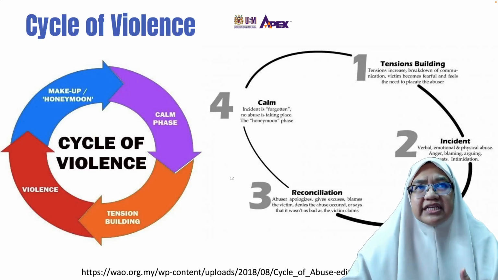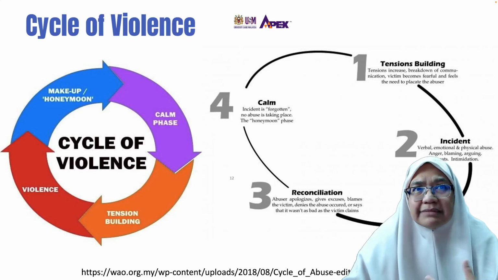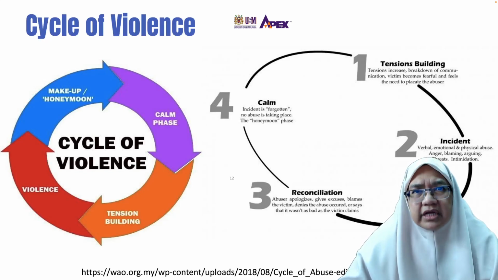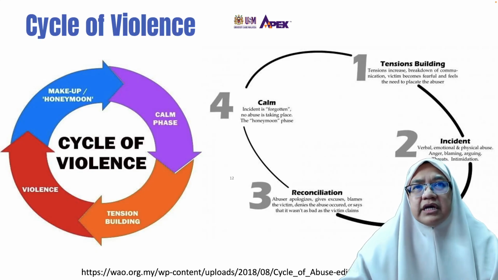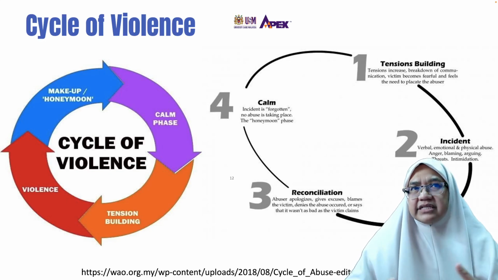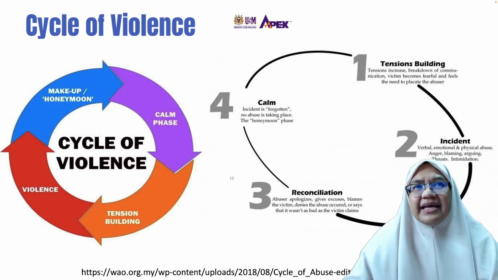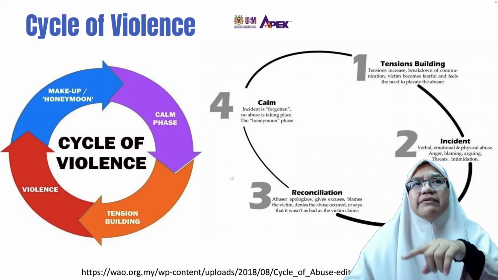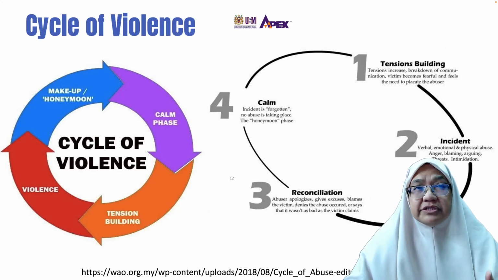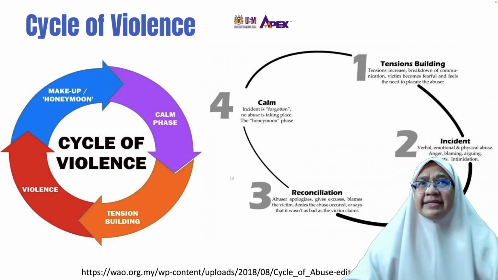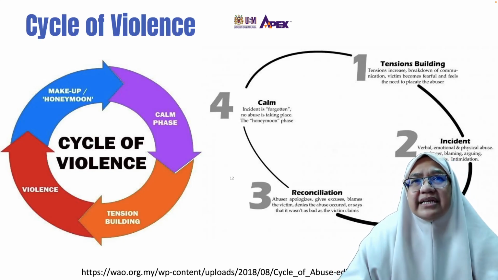And then the reconciliation. This is where the perpetrator will say, "Oh, I'm sorry. I was not doing it on purpose. I was really in a bad mood," something like that. And at the fourth phase, the victim will say, "Okay, I forgive you. I know you didn't mean to hurt me." And they get back together and everything goes well, like nothing happened. And again, something will happen that contributes to tension building, and later on the incident will occur again.